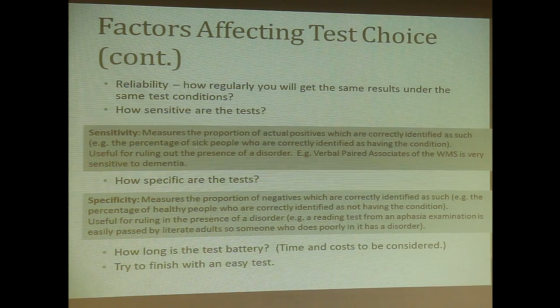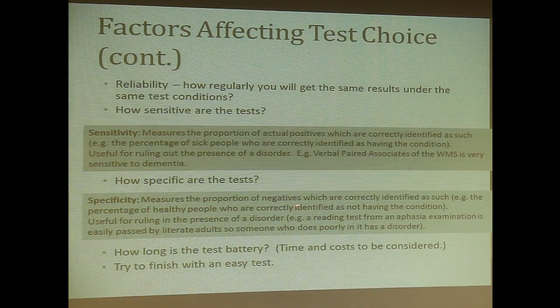Then we also need to look at the specificity of tests. Specificity measures the proportion of negatives which are correctly identified as such. For example, the percentage of healthy people who are correctly identified as not having the condition. And it's useful for ruling in the presence of a disorder. For example, a reading test from an aphasia examination is easily passed by literate adults. So someone who does poorly in it has a disorder.